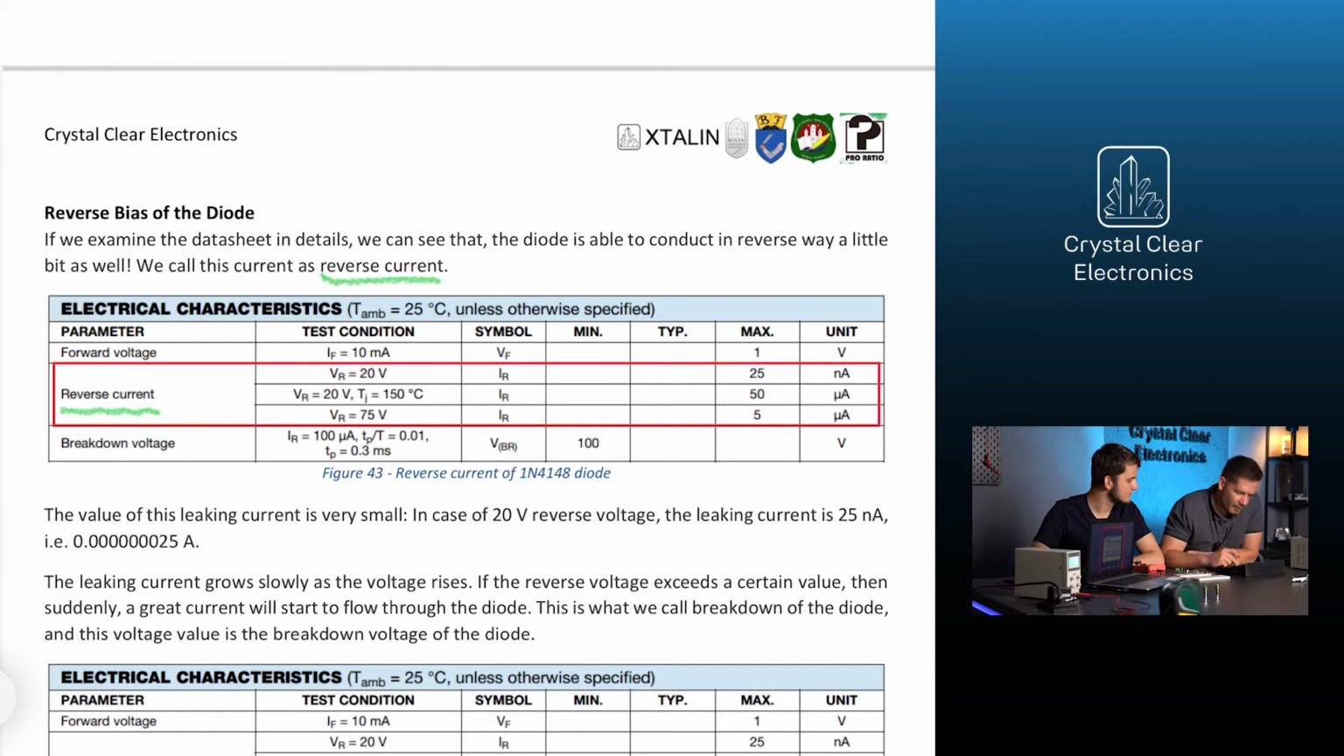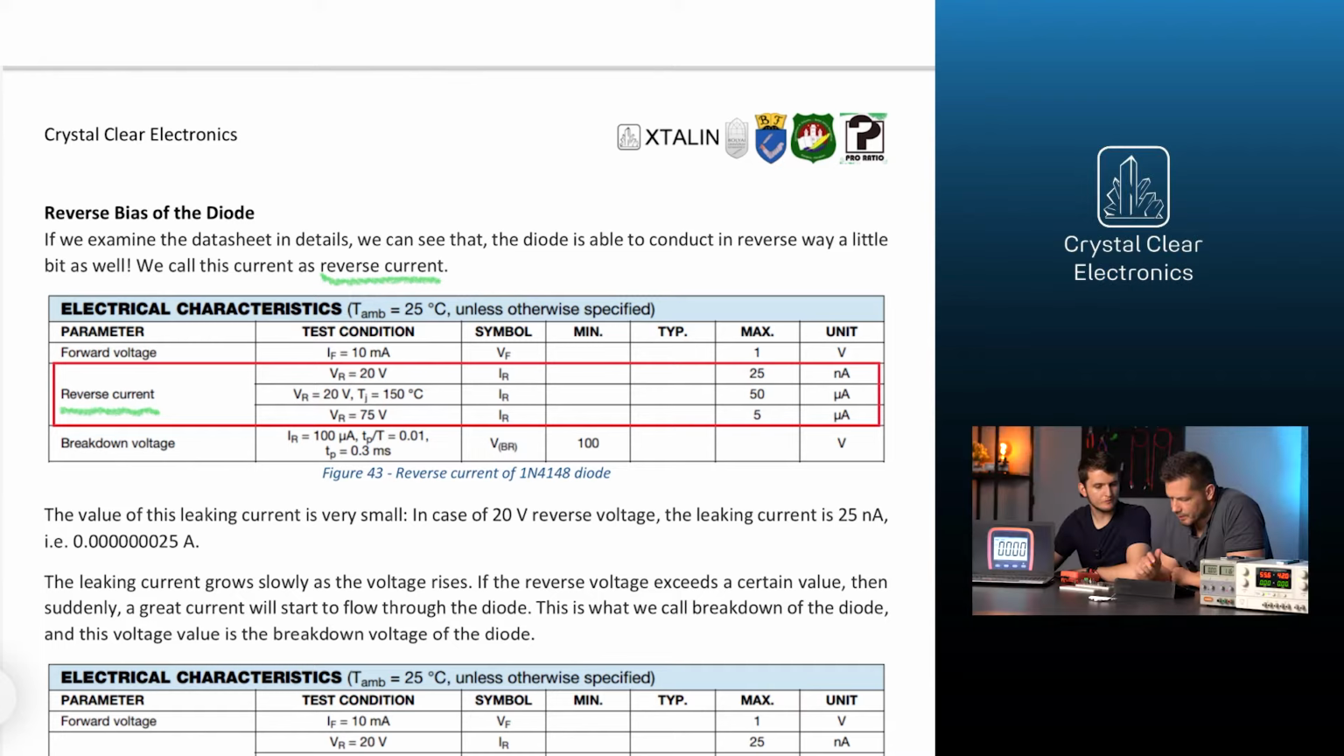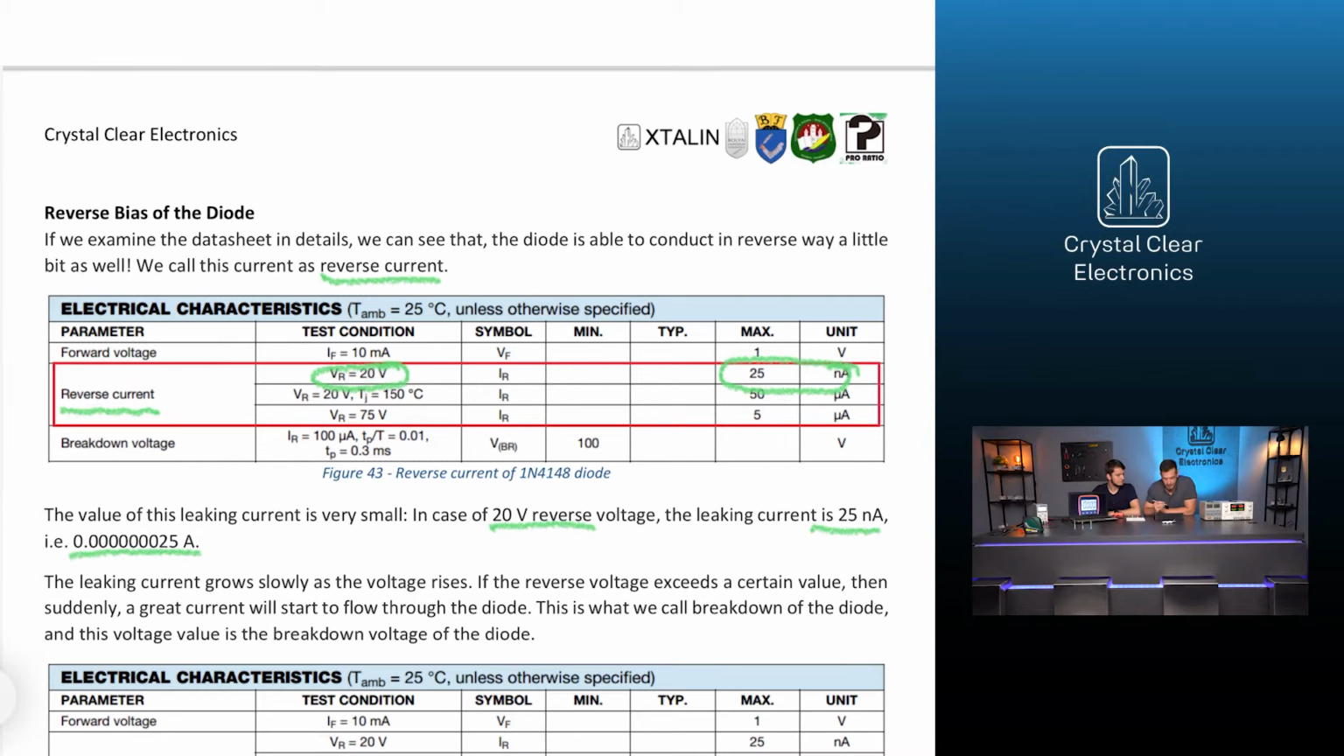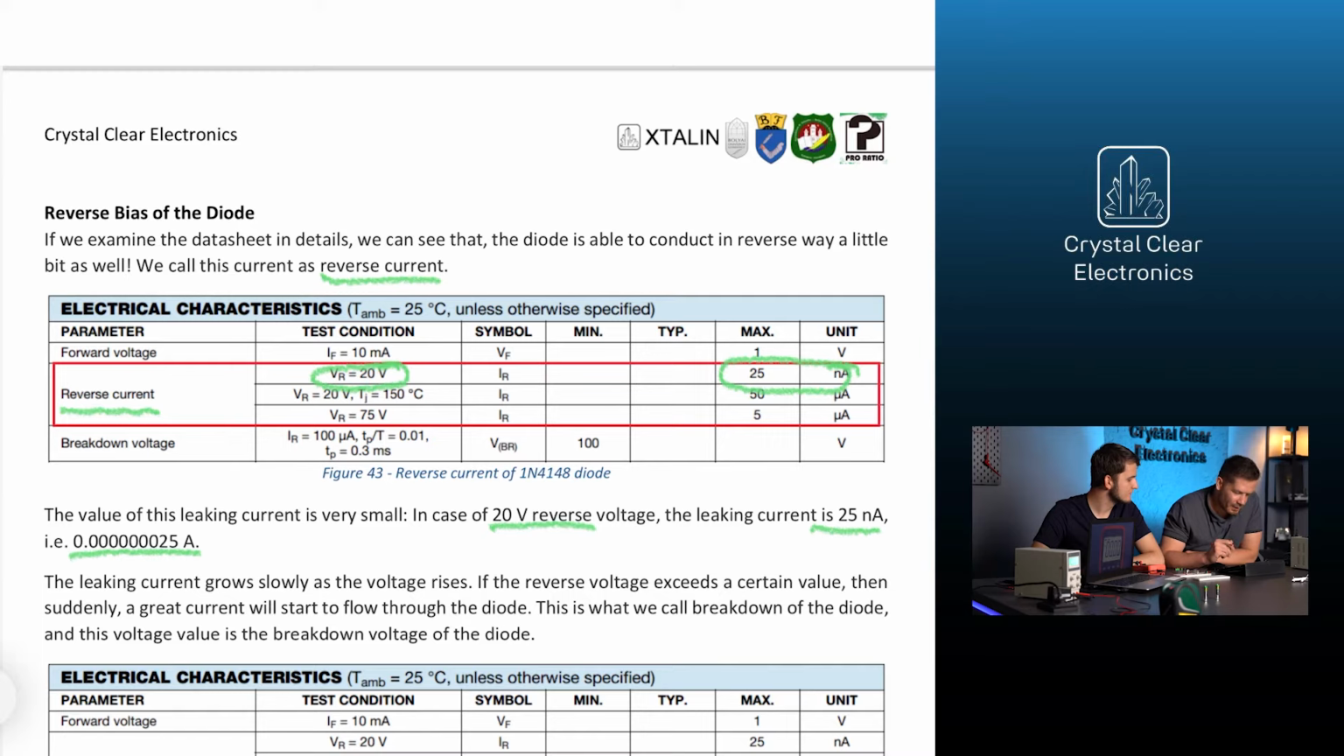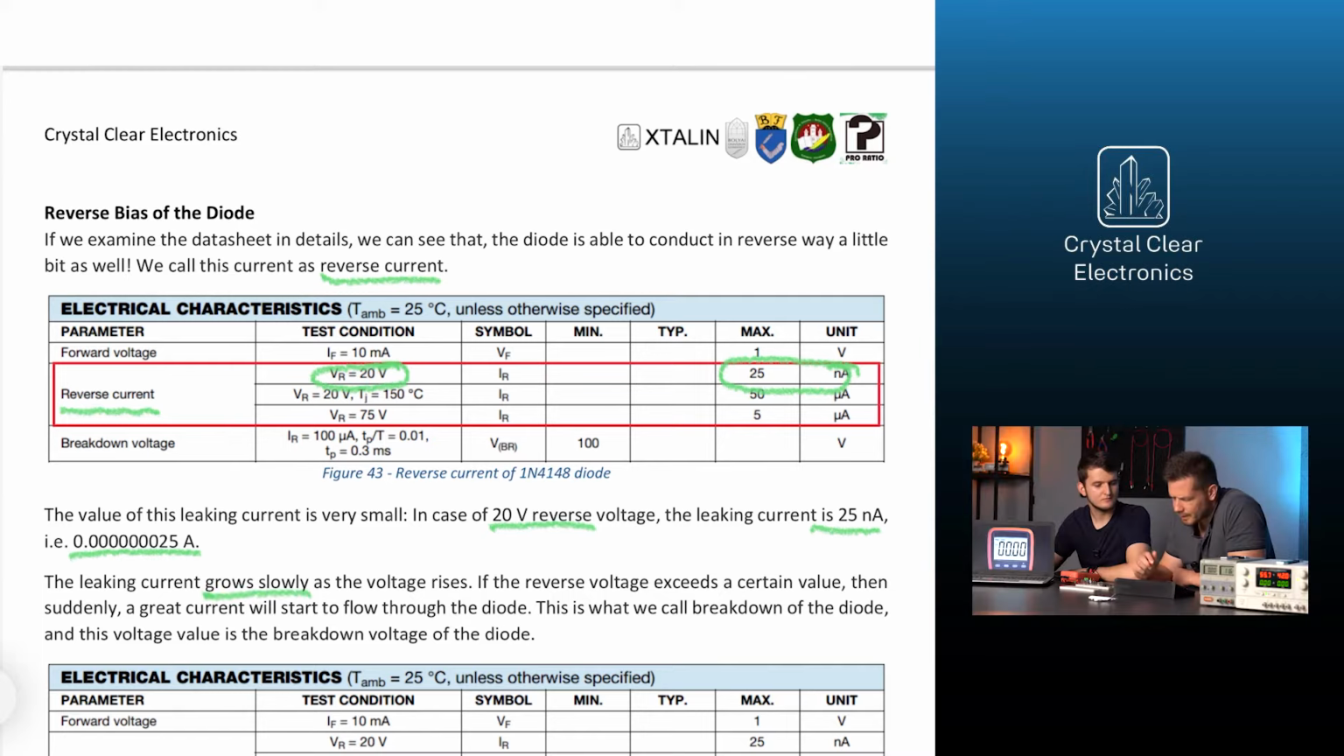The value of this leaking current is very small. In case of 20 volt reverse voltage, the leaking current is 25 nanoamperes, i.e. 0.00000025 amps. The leaking current grows slowly as the voltage rises. If the reverse voltage exceeds a certain value, then suddenly a great current will start to flow through the diode.